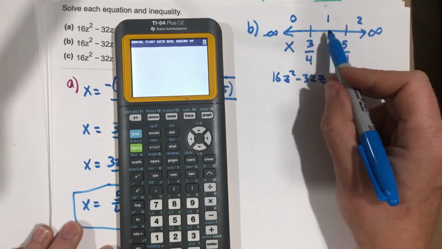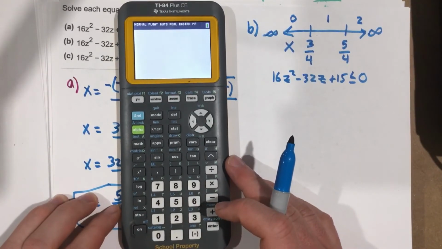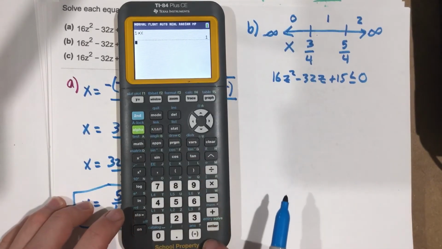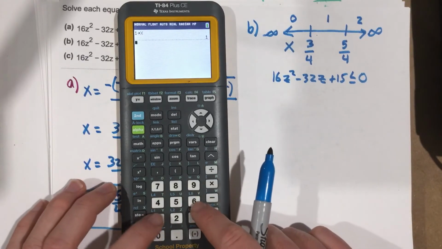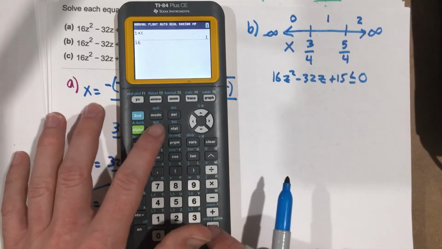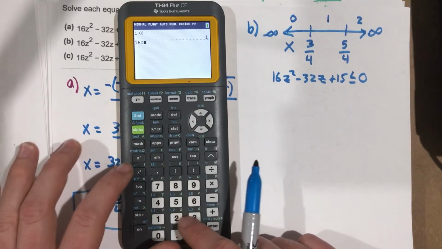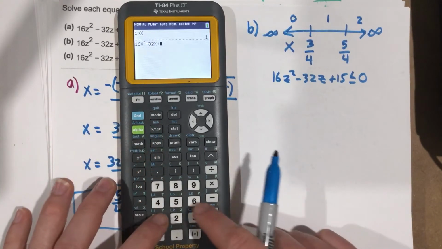Now for the 1 part, we're going to plug 1 in, and I'll show you how to do this in the calculator. So we're going to use the store button right here. We're going to say 1 store as x, and then we're going to just type in the equation. This streamlines it a lot, especially if you're using a TI-84. So 16x squared minus 32x plus 15.